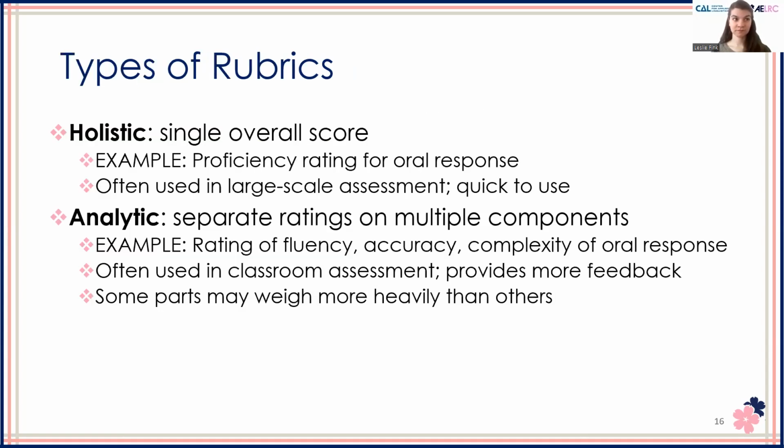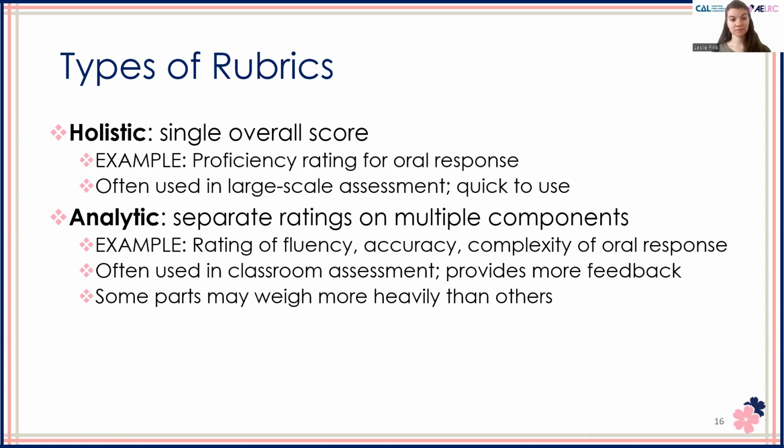Now let's talk about a few different types of rubrics. First of all is a holistic rubric. This kind of rubric gives a single overall score for a performance. It's often used in large-scale assessments, such as, for example, standardized tests or the ACTFL oral proficiency interview. And holistic rubrics tend to be quicker to use.